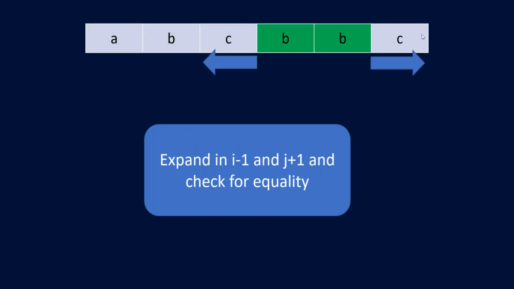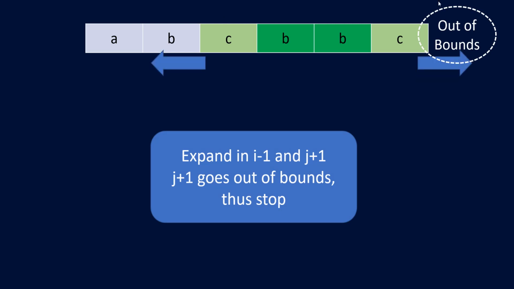Now let's consider an example with center combining two values. So over here you would check whether these two are equal or not. These are equal, so you are going to expand in both the directions. Since C is also equal, you would expand further. And now your J goes out of bound and so you stop. So this is the second approach that could be used.